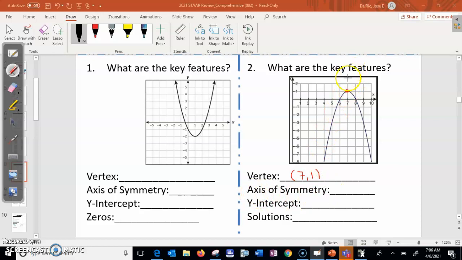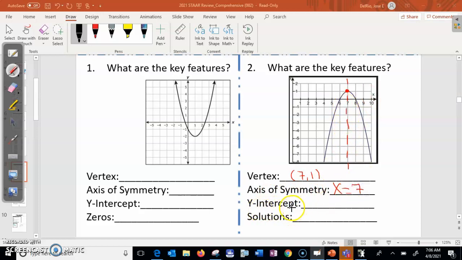What is axis of symmetry? Axis of symmetry is whenever you cut your parabola in half, right down the line, right? That vertical line. What number does it go through? 7. And if you notice, that's your x value. Axis of symmetry is always x equals, and then 7.